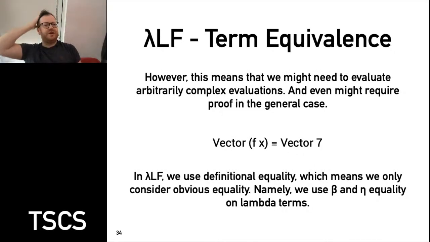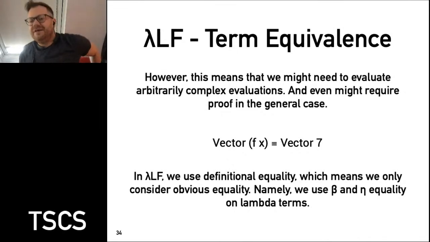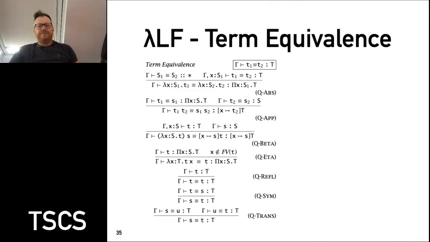If you have a random number generator, this is not something you can easily think of. Or if you have a bunch of functions that sometimes diverge and sometimes come to a conclusion, this is also not something that we consider beta or eta equality. I'm trying not to go into much detail here, not to overfill your head with this information. Just as the notions to look up, it's beta and eta equality on lambda terms that we use in lambda LF.